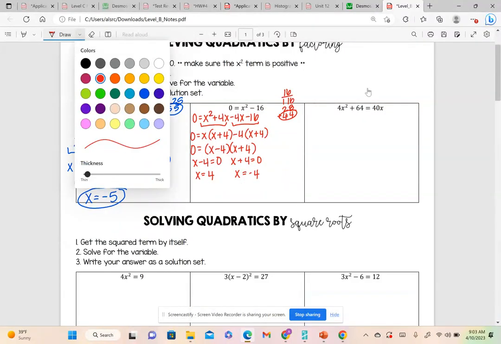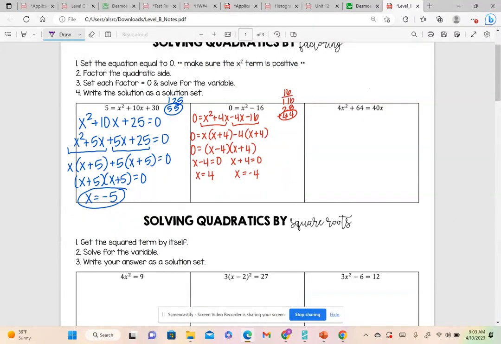Okay? And the last one, again, I need to equal it to 0, so I got to subtract the 40x. I'm going to have 4x squared minus 40x plus 64 equals 0. Now, you should notice that you can pull out a GCF of a 4. You can divide everything by 4. So I have x squared minus 10x plus 16 equals 0. You could have factored the other way, but it'll take longer for sure.